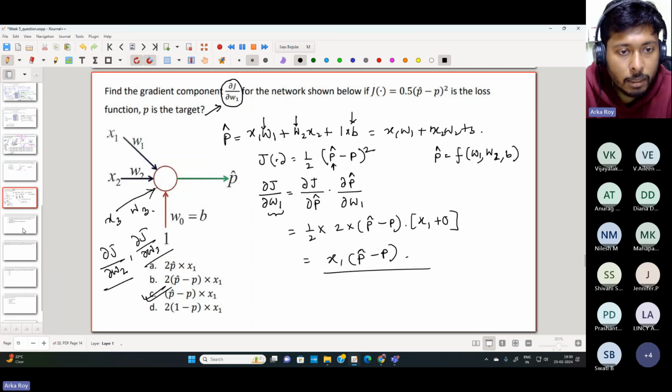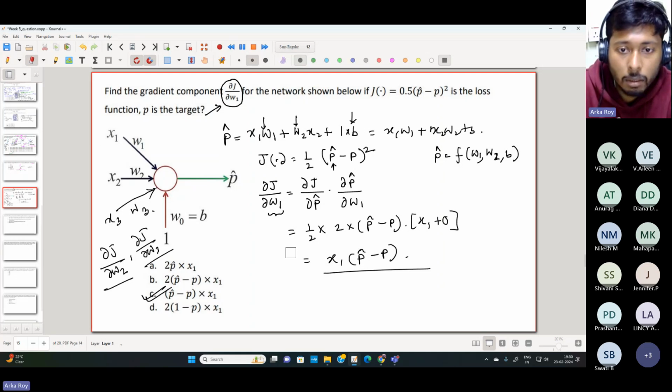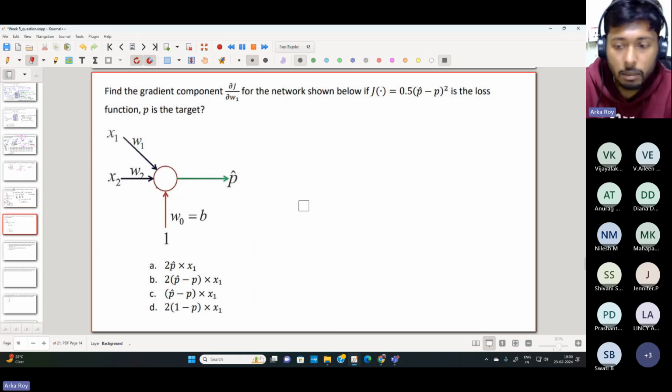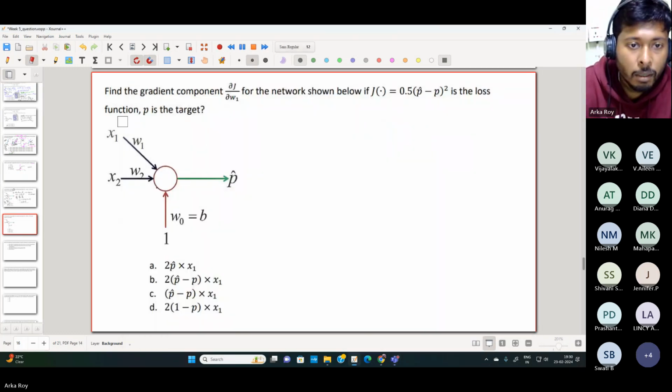Okay, so any query for this one? Sir, please explain how the derivative has been done. Okay, so let me pick another page. So p hat, you have got how to extract p hat. This is just a simple linear combination. You multiply x1 w1, x2 w2, and 1 with bias. So you got p hat.